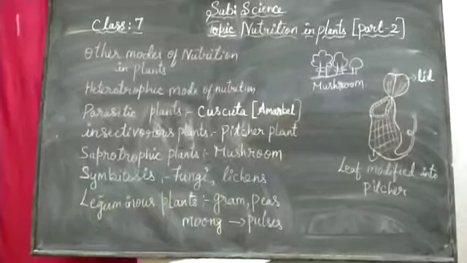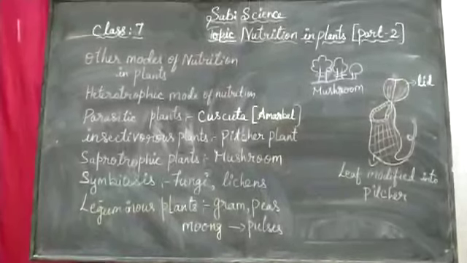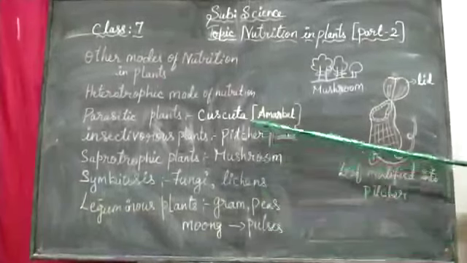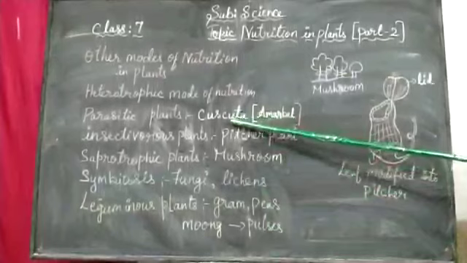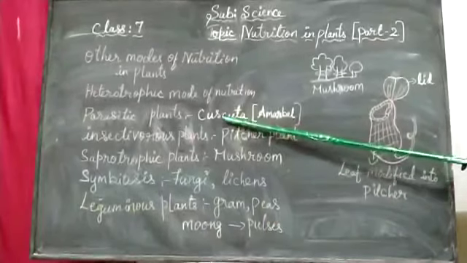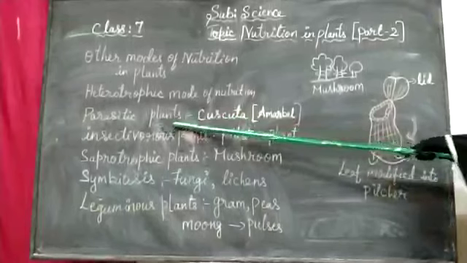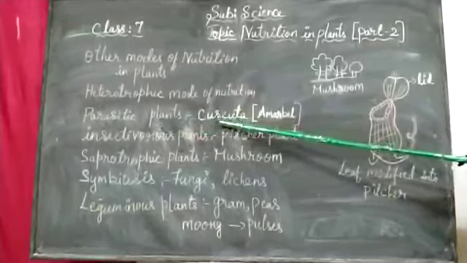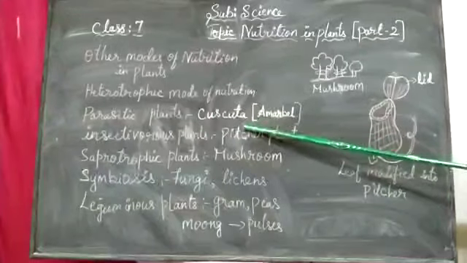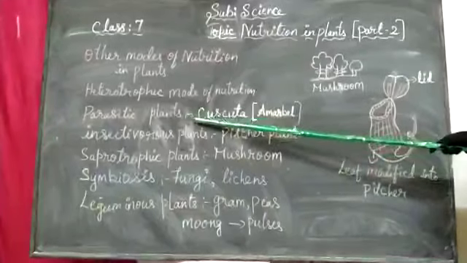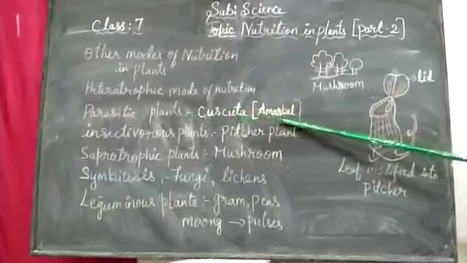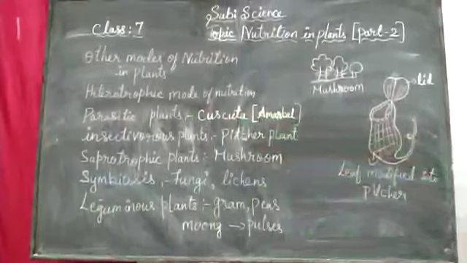Here, the host plant means the plant which is preparing its own food. The other plants depend on this. For example, the cuscuta plant depends on another plant for its food. The plants which depend on other plants for their nutrition are known as parasitic plants. Example, cuscuta or amarbale.